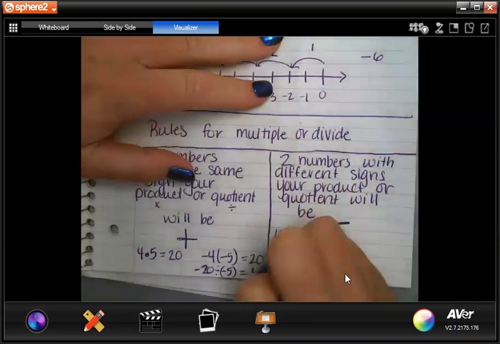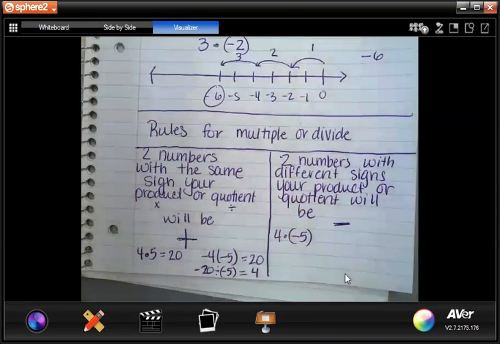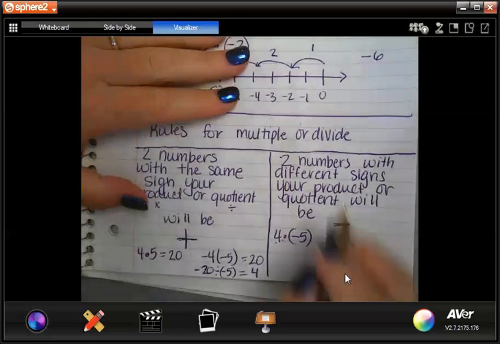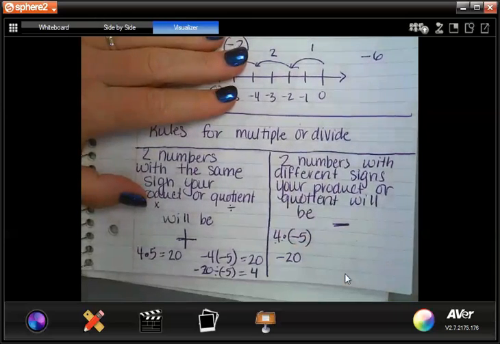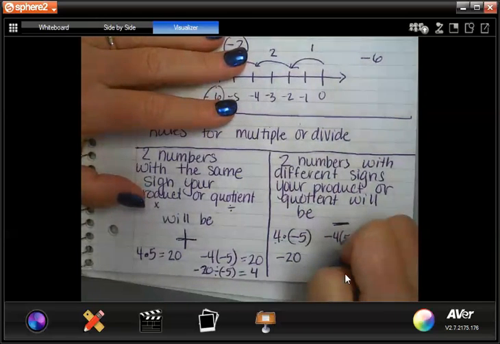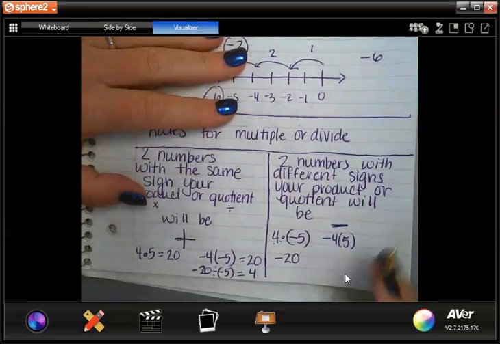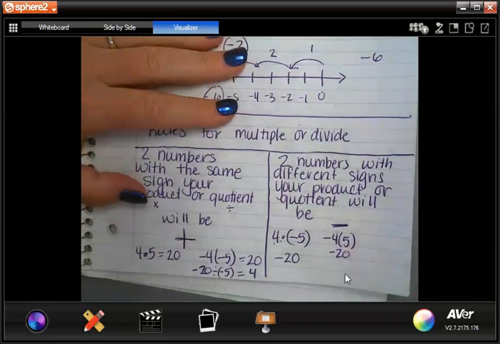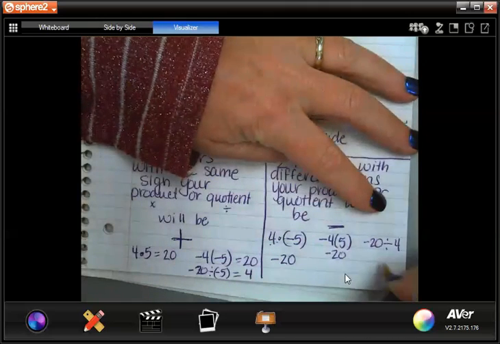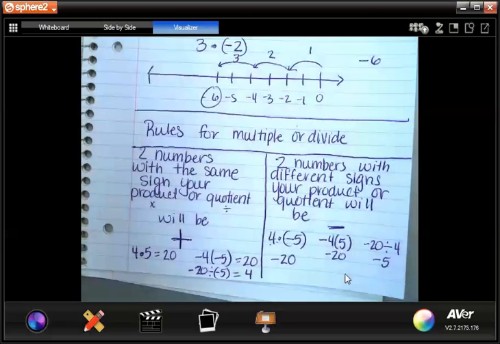So 4 times -5. This kind of goes with what we talked about yesterday. Remember when we have an odd amount of negatives, it's going to be a negative, right? So positive 4 times -5 is a -20. Okay. Or -4 times +5 will be a -20. Or -20 divided by +4 is a -5.